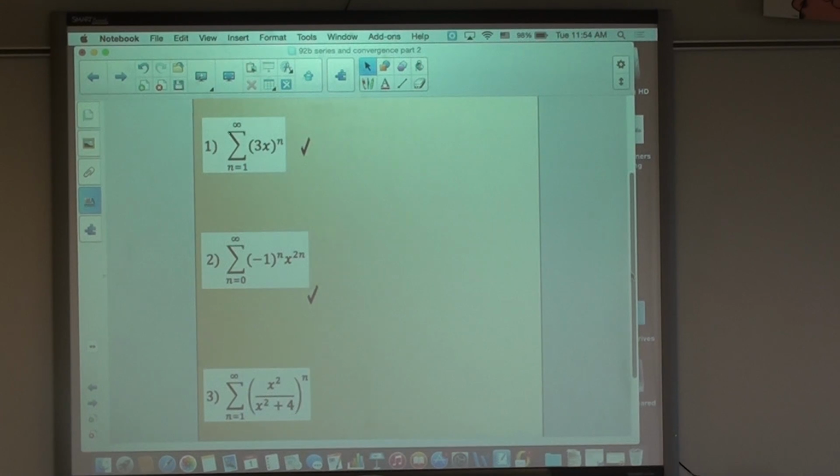Make your life easier. You don't have to rewrite it. You're not trying to find the sum. All you're trying to do is show convergence. So just keep it like this. As long as you've got one thing raised to the n, and whatever is being raised to your power, all you have to do is find the interval.